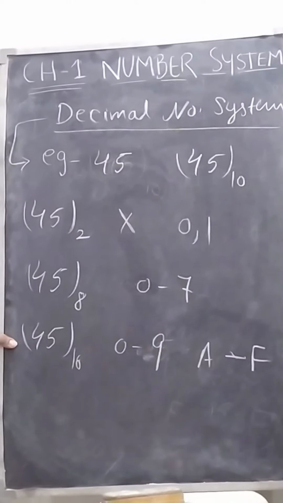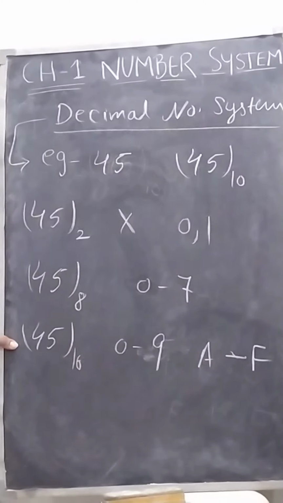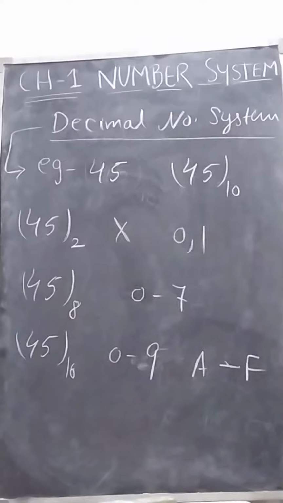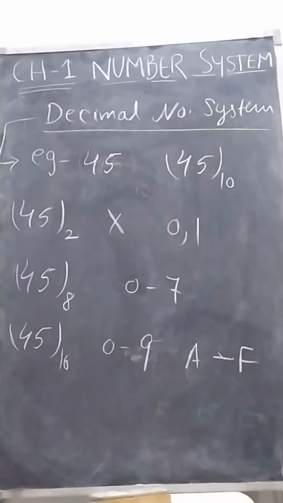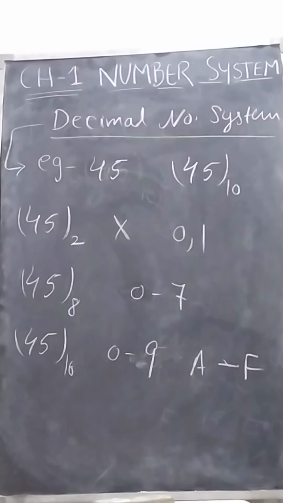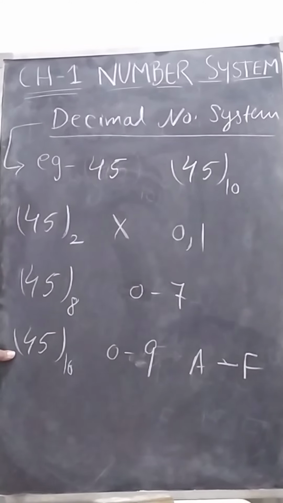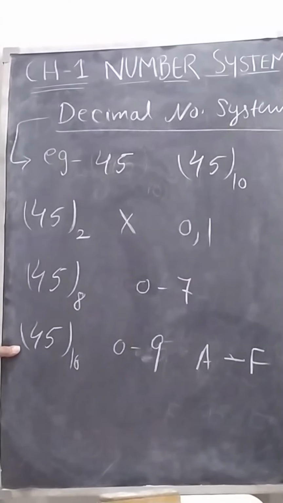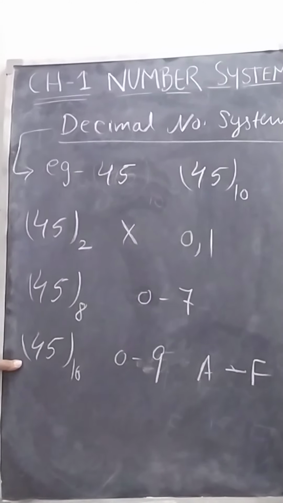Similarly, 45 can be written in hexadecimal number system also, because it consists of digits 0 to 9 and A to F. As I told, 10 to 15 can be written as A to F. So it is not 45 in hexadecimal, but we can say that this is another number in hexadecimal number system.